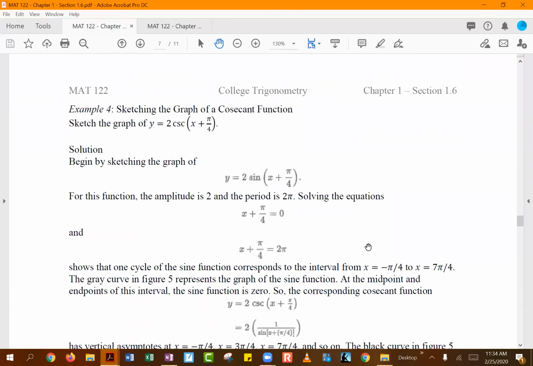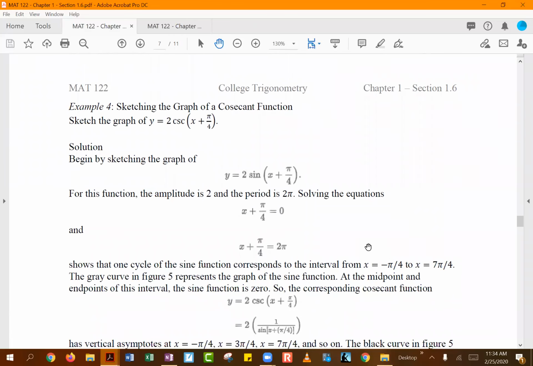Okay, so let's take a look at how we can graph these reciprocal functions. So here you're looking at the function y equals 2 times cosecant of x plus pi over 4. Again, that 2 at the beginning is telling us our amplitude is 2. We know by default cosecant has a period of 2 pi, so that means you take your value in the parentheses, x plus pi over 4, and set it equal to 0 for 1 and set it equal to 2 pi, the period of the function.